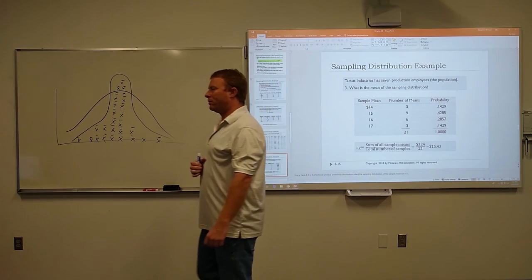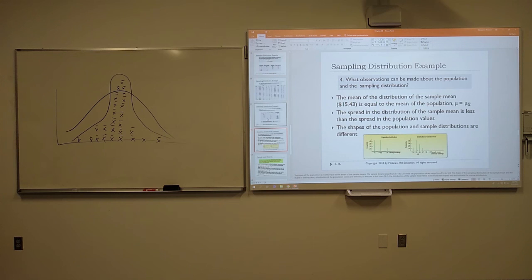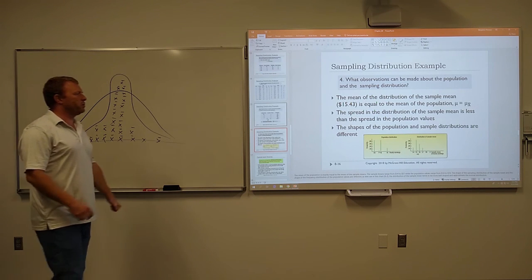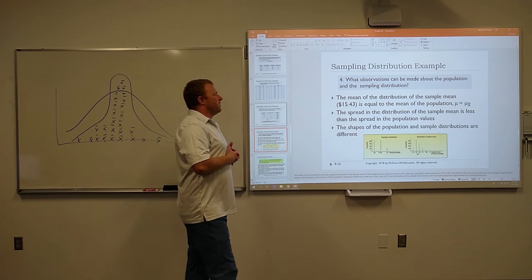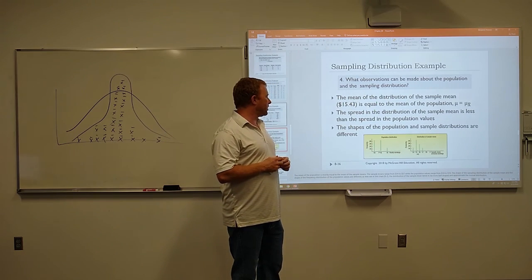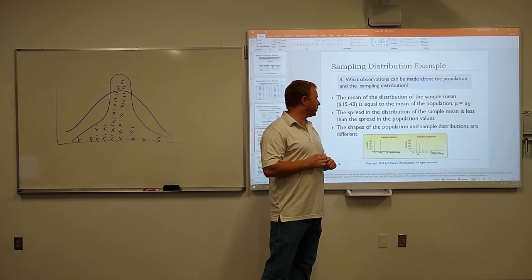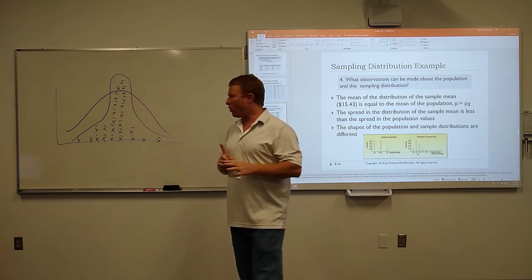And why is that? I think that's question number 4. What does it say? What observations can be made? So the mean of the distribution of the sample mean is equal to the mean of the population. The spread is less than the spread of the population values, and the shape of the population is different. So what just happened there?